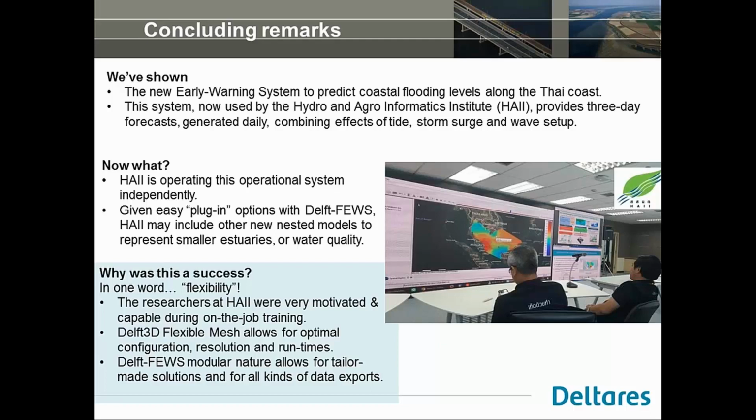Our client, the HAII researchers, are very motivated. They helped us a lot during the whole modeling process and the system build-up process. They were also very capable during the training. Our software package, Delft3D Flexible Mesh, allows for optimal configuration, grid resolution, and run times. Our software package, Delft-FEWS, is also modular, allowing tailor-made solutions that can run all kinds of different external models and allow different data exports.